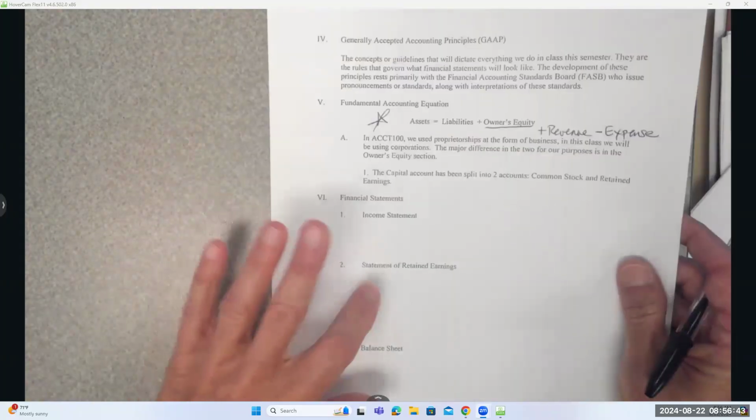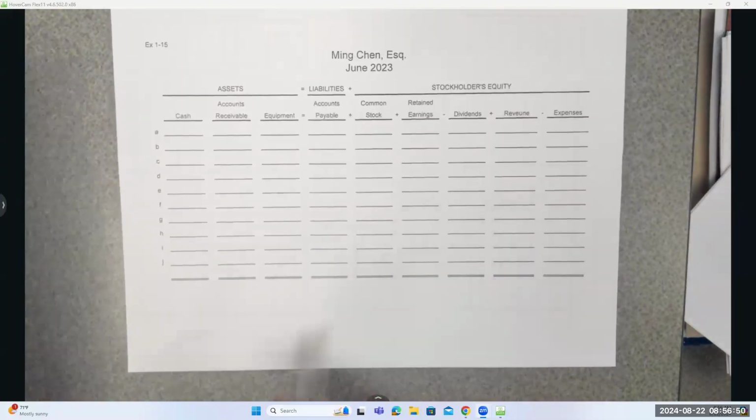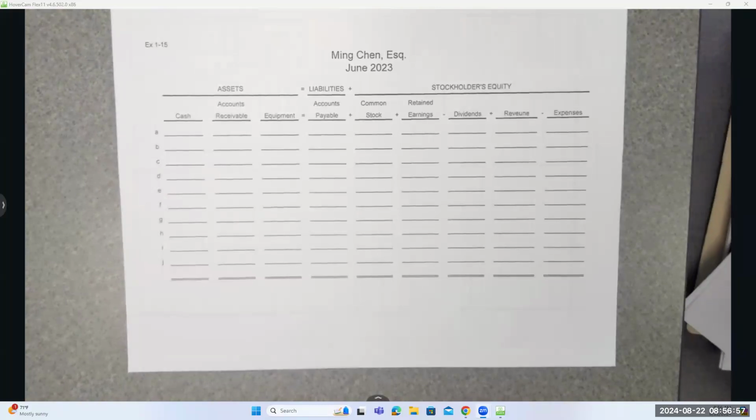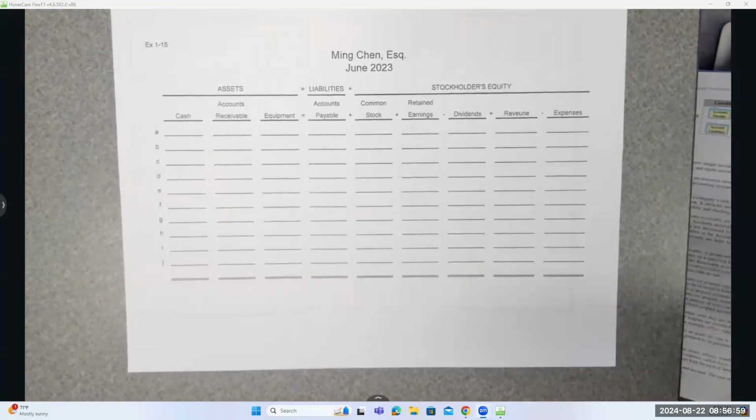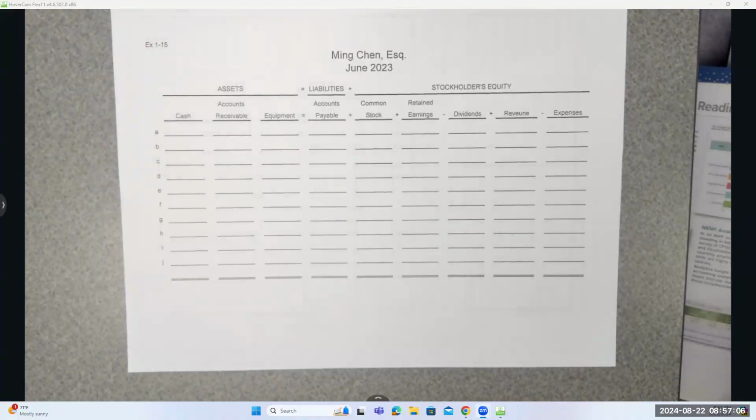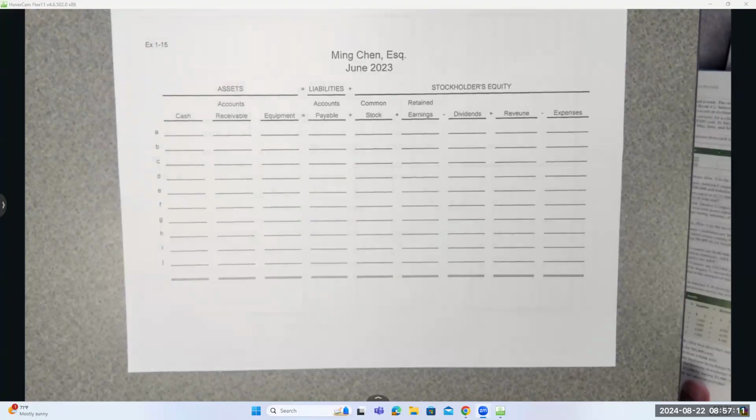So a quick review of first part of Accounting 100, all the rules. We'll get into this in a moment. But to refresh our memory, let's go back to put some numbers into this process and explain it as we go. Exercise 115, which is on page 29.